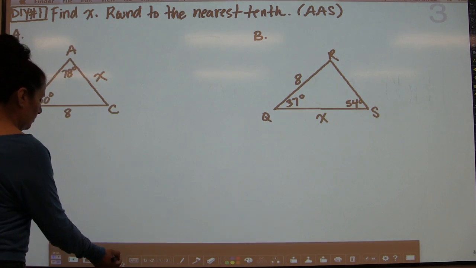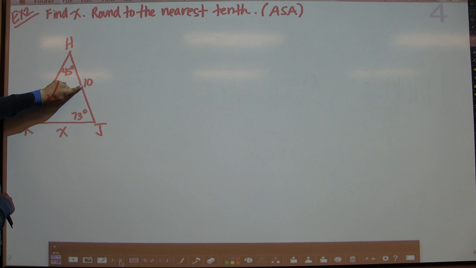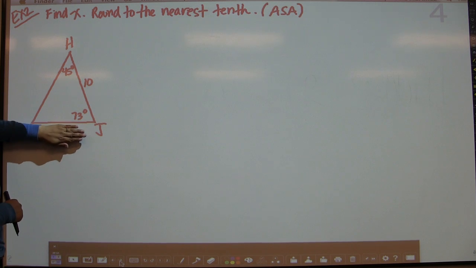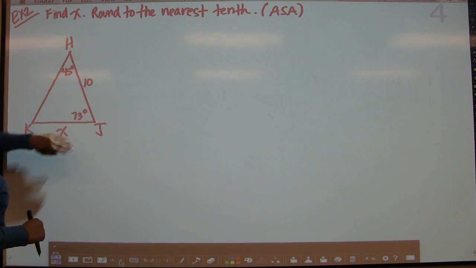But in our next example, we're going to have angle side angle, where the side that's given is in between the two angles. So here we have angle 45, angle 73, and the side that is given is 10. That's an angle side angle situation, and the side that we're trying to find is x over here. Again, it's not about the placement of the variable you're trying to find, it's about what is given. The information given is angle side angle.